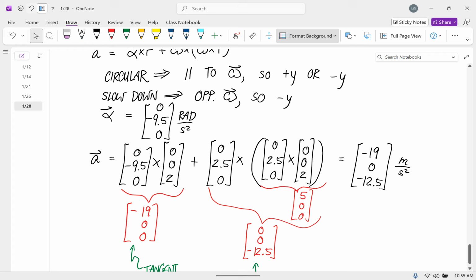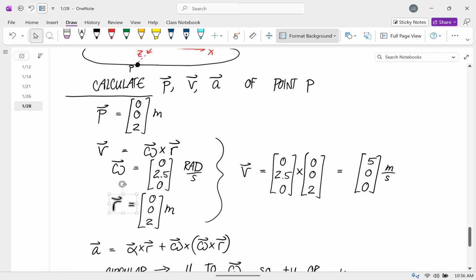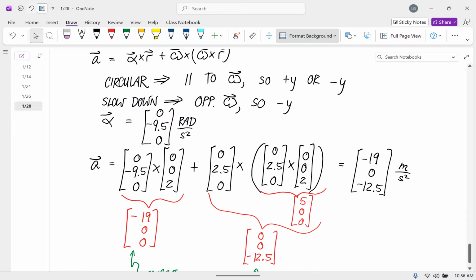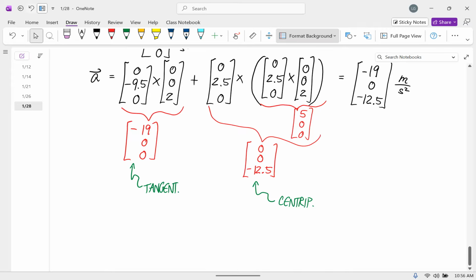And now the centripetal acceleration always has to point from the object, the particle, toward the center of the circle. Well, our particle is at P. The center of our circle is the origin, where I put the origin. And so that vector from P to the center of the circle has to be in the negative z direction. And that's what we got. So those make sense.